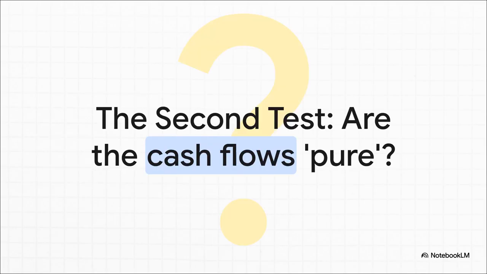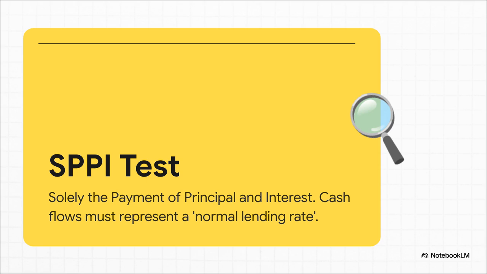Okay, so once we've figured out the business model, we have to look at the asset's DNA. This second test is all about the nature of the money it's supposed to pay out. Are the payments simple and predictable, or is there something a little more exotic going on? This is what's known as the SPPI test. It stands for Solely Payments of Principal and Interest. Now, the key word here is interest.